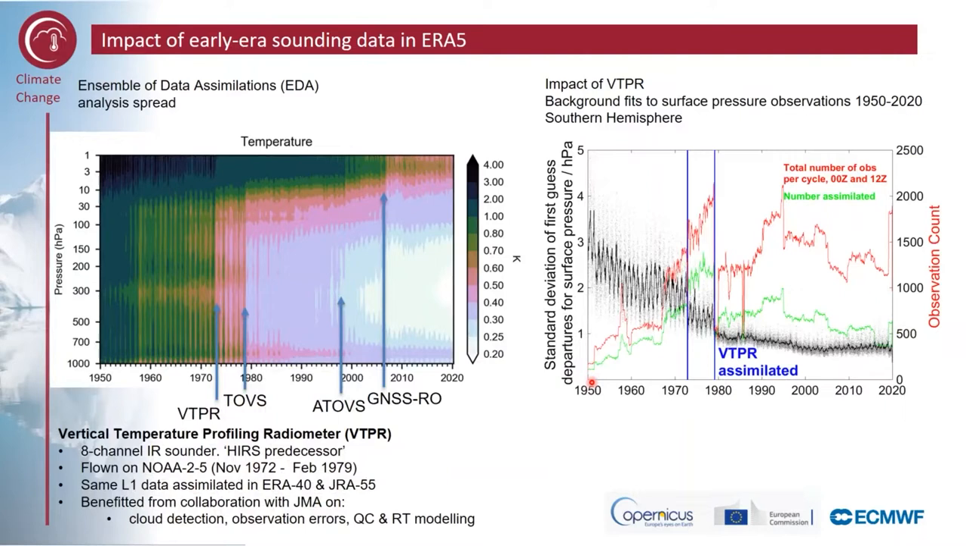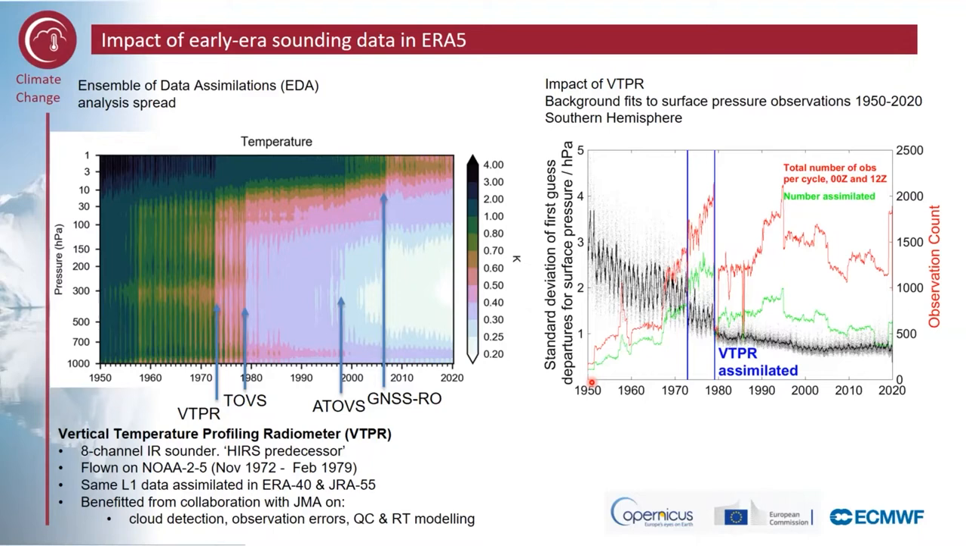So we use an EDA as a proxy for our analysis errors. And you see that over time, at any level, that decreases monotonically. But that overall picture is punctuated by these step change improvements, where there are significant changes in the observing system. So the introduction of VTPR in late '72, TOVS, ATOVS, and then particularly in the stratosphere post-2006, with the introduction of the COSMIC RO data.